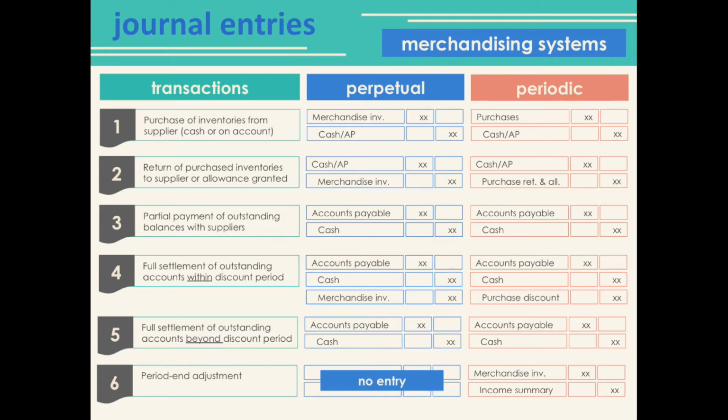6. Period end adjustment. This adjustment is made to make sure that the amounts of inventory at the end of the period and the cost of goods sold during the period will be correct. We do not need an adjustment for the perpetual inventory system since, as we discussed earlier, the inventory and COGS balances are updated every transaction. To record the adjustment under the periodic system, we debit merchandise inventory and credit income summary. Later on, we'll discuss more about this.